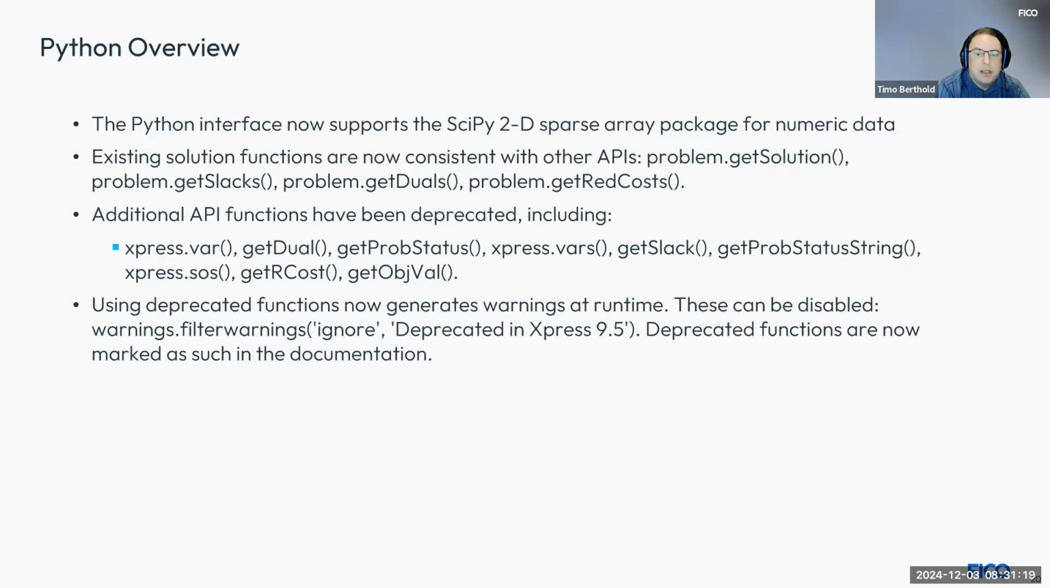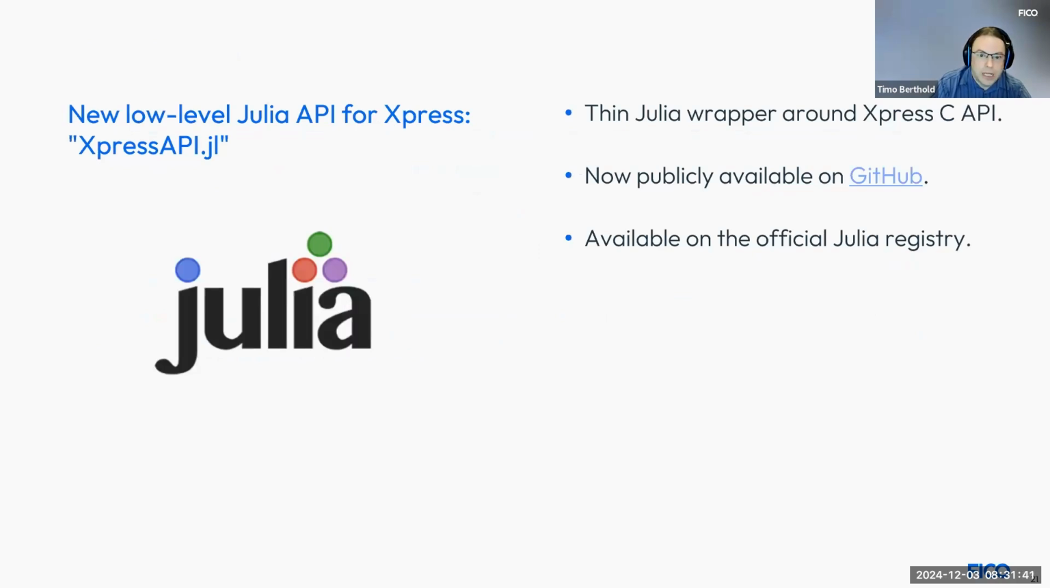And speaking of which, a new deprecation mechanism has been introduced in the Python interface specifically. So Python will now emit runtime warnings when you use deprecated functions using Python's standard warning module. So yeah, check for those warnings during upgrades. Use the recommended replacements to future-proof your code. Also, we released as a nice side project, so to say, a new low-level Julia API, which is just a simple wrapper around the Express C API.